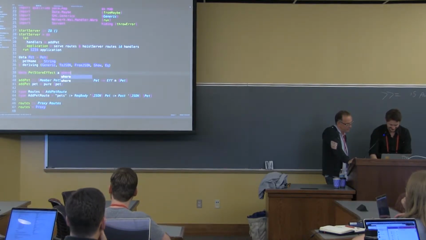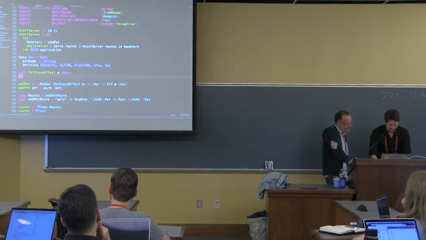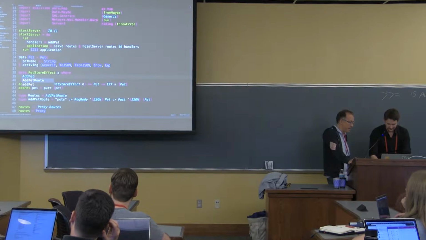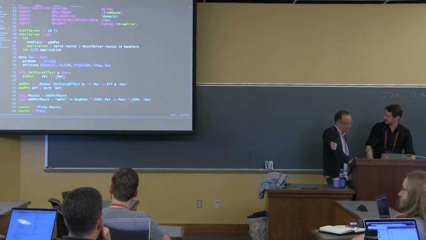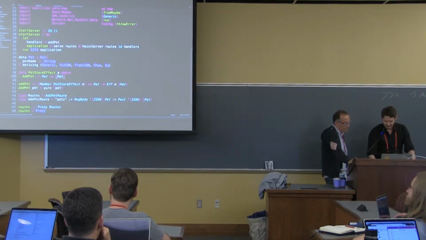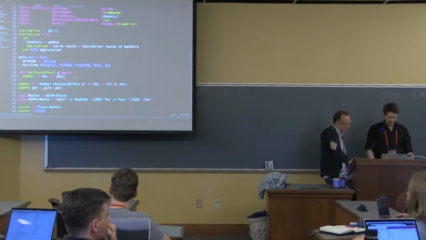Okay, so pet store effect, and we want to model one operation, which is adding a pet. We do that as a constructor, and we add a pet, and we want to return a list of pets, right? Yes. And this is where we need the GADTs, because we don't only want to capture the values that are passed as a constructor, but we also want this phantom type return type here.